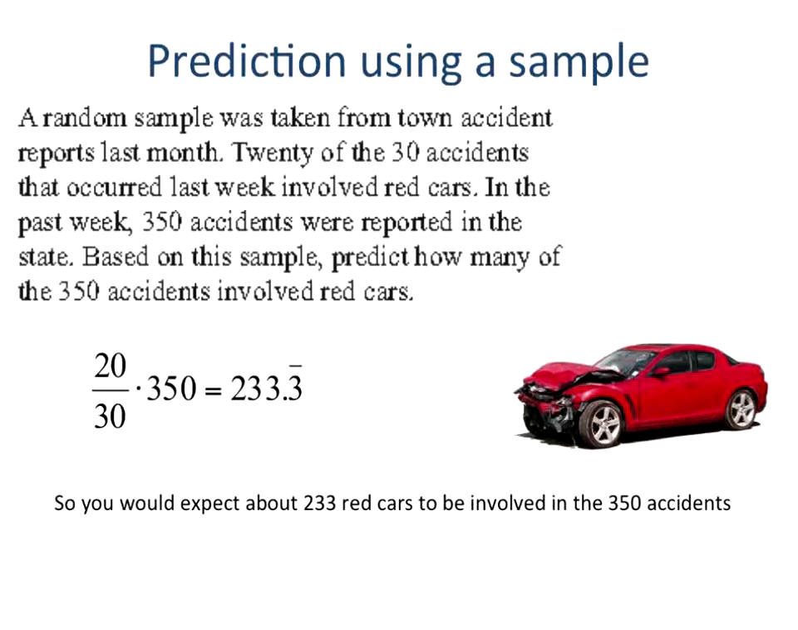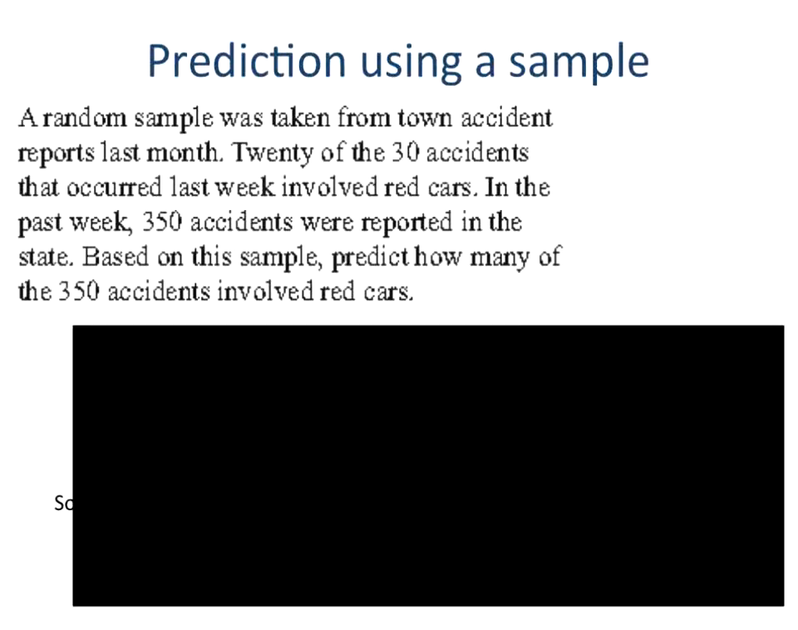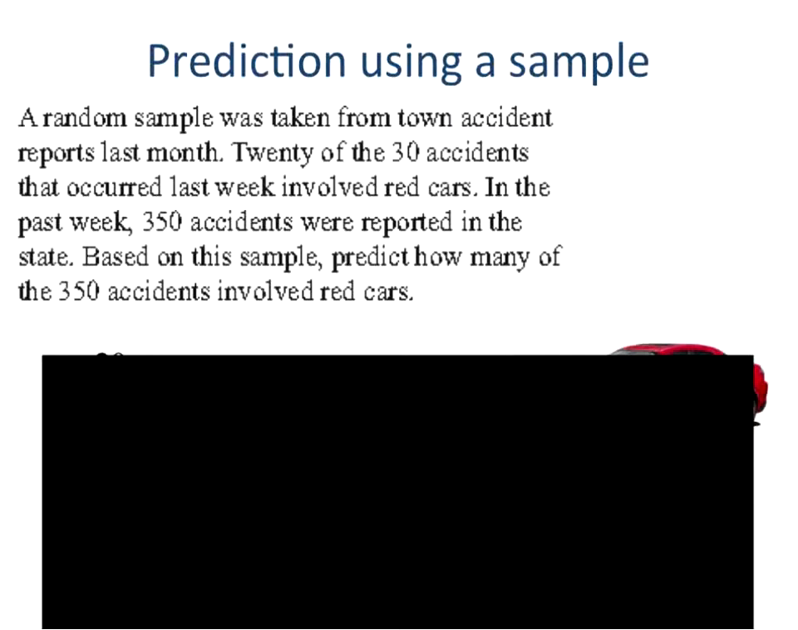So let's take a peek at my first example, and of course I'm showing you my answer. Darn. Okay, here we go. A random sample was taken from town accident reports last month. 20 of the 30 accidents that occurred last week involved red cars. In the past week, 350 accidents were reported in the state. Based on this sample, predict how many of the 350 accidents involved red cars.